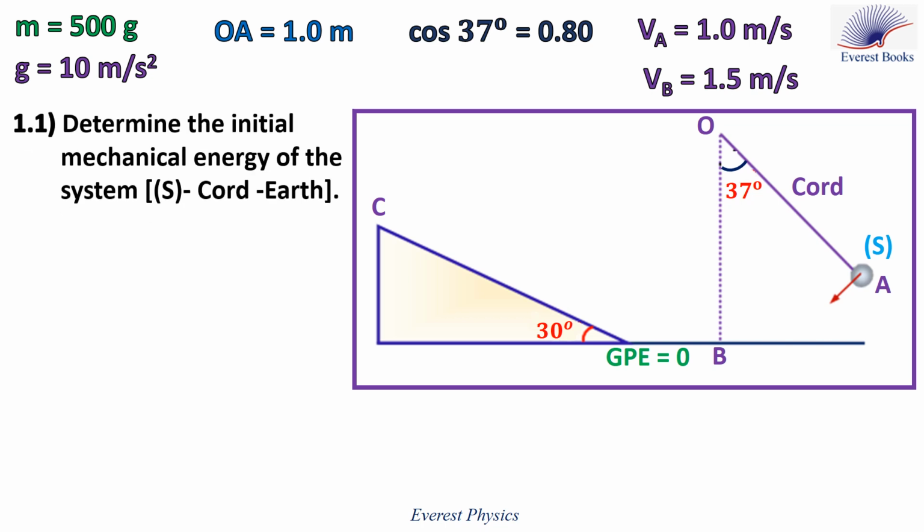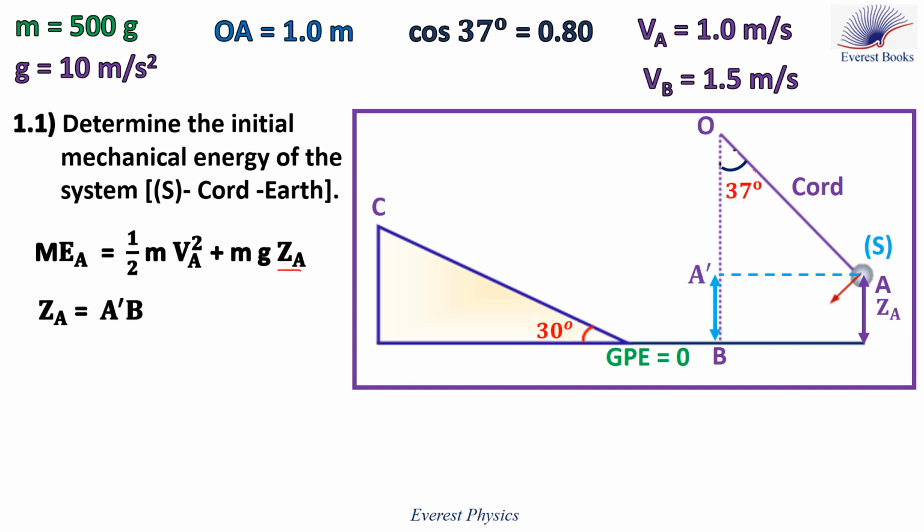Determine the initial mechanical energy of the system (cord, Earth, S). Initially, the particle is at position A. Then the mechanical energy at position A equals 1/2 m va squared plus m g za. Now we need to calculate the value of za. Look at the figure. This is za. A prime B equals za.